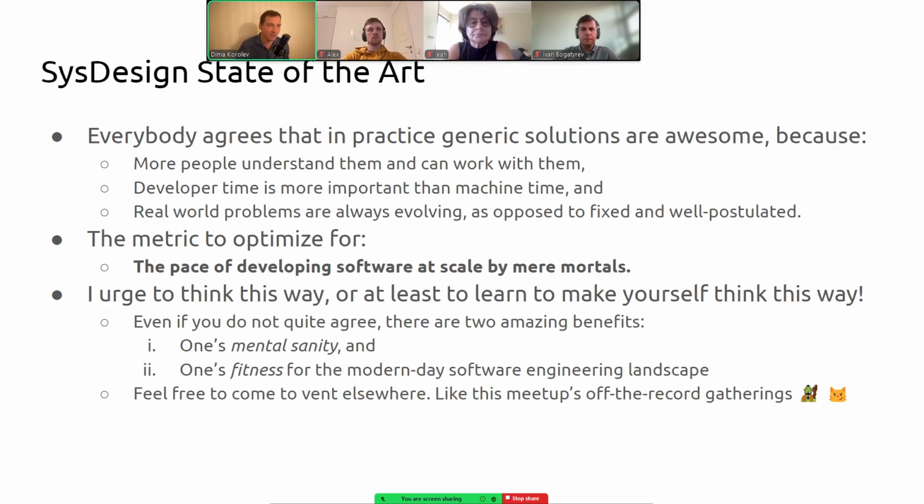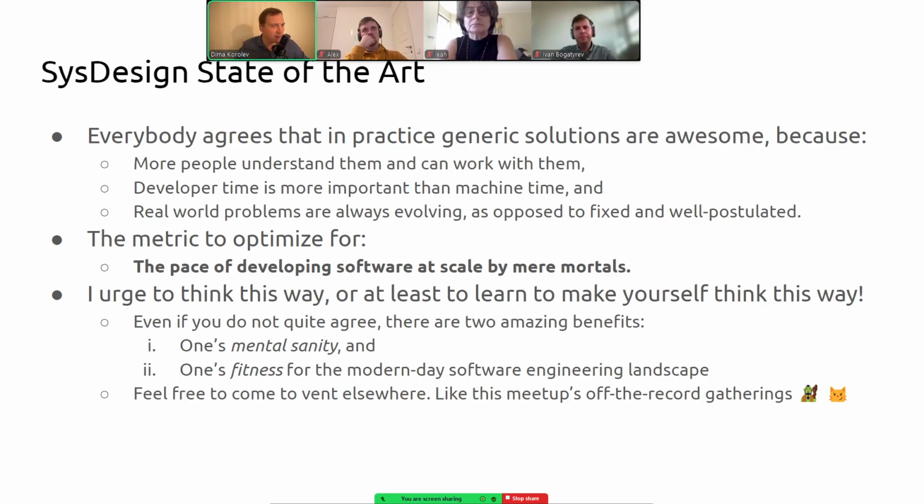So that's why in practice, generic solutions are awesome, even though they are less effective than peak effectiveness for most particular problems. Over time, developer time is more important than machine time, and real life problems are evolving. So let's build on top of standard solutions.